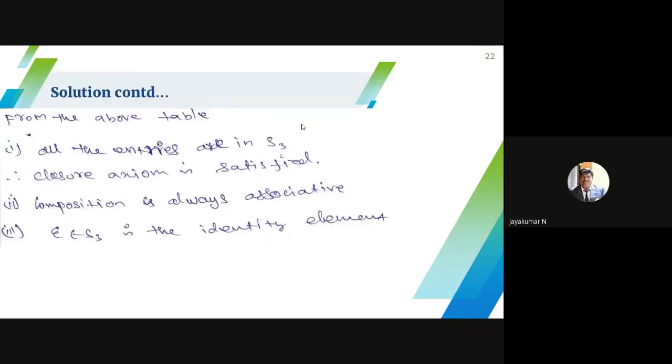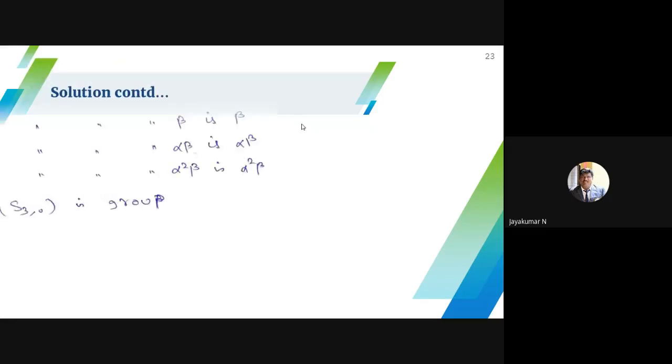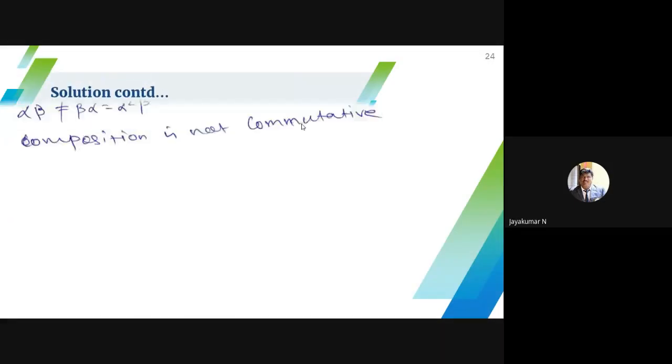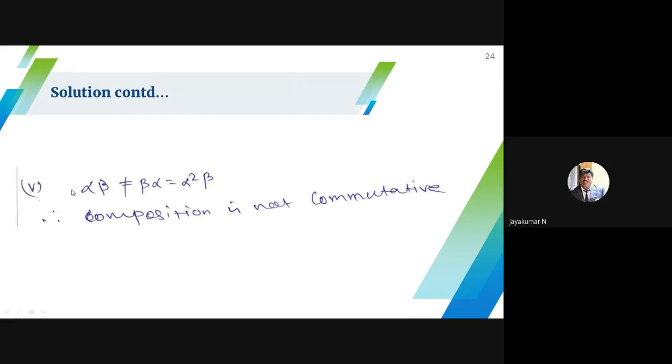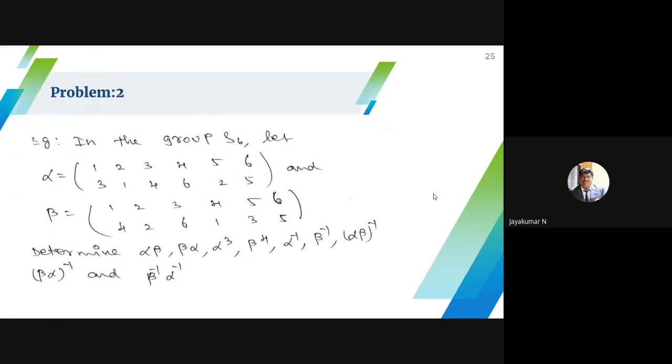After this proof, you have to show that this is non-abelian. That means I can give one example. Which two permutations are not commutative? You have to give at least one example. Clearly alpha beta is not equal to beta alpha, because beta alpha represents alpha square beta. So composition is not commutative here. Therefore S3 is non-abelian. Clear?